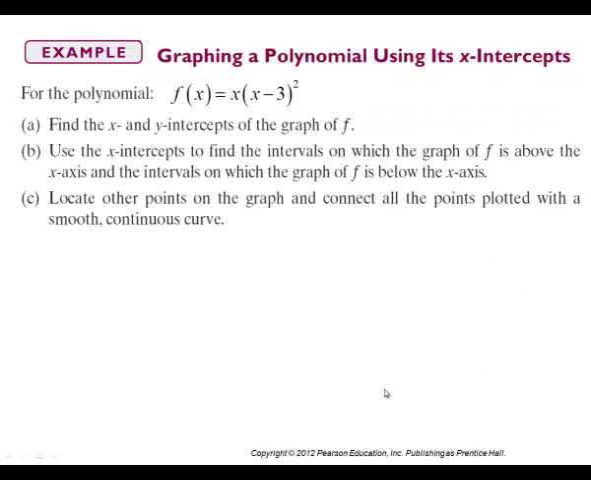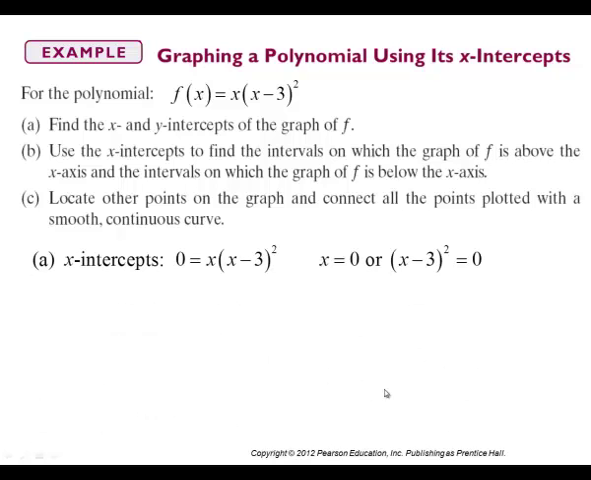Alright, find the x and y-intercepts. Well, the nice thing about these problems is that they're already factored. So all you have to do is take the factors and set them equal to 0. So this factor here is x, so you just set x equal to 0. And this would be like saying x minus 3 times x minus 3. Since it's the same thing twice, you just put x minus 3 equals 0, and you get x equals 3. So your zeros, or your x-intercepts, are 0 and 3. (0, 0) and (3, 0).